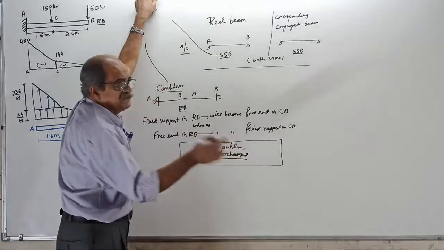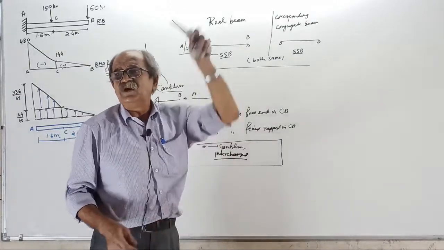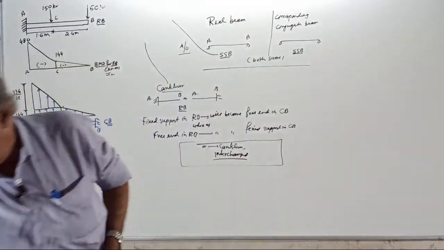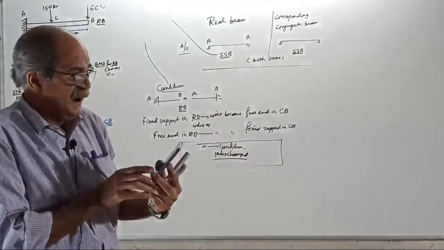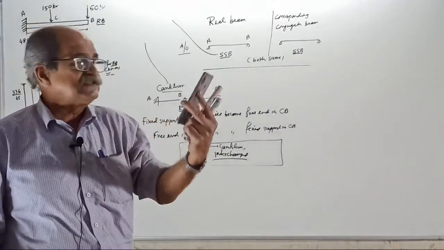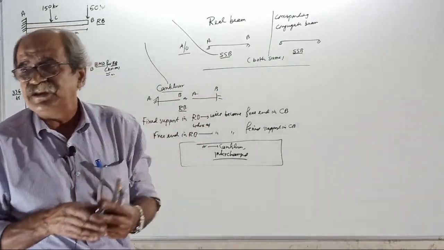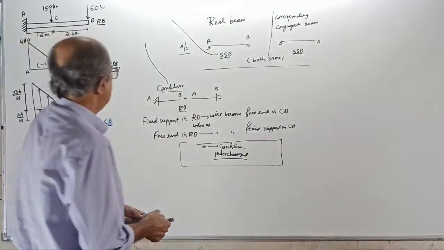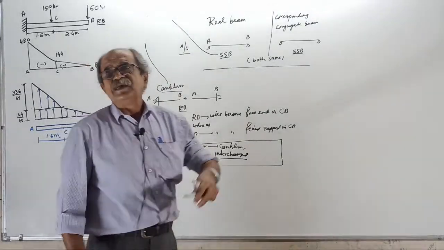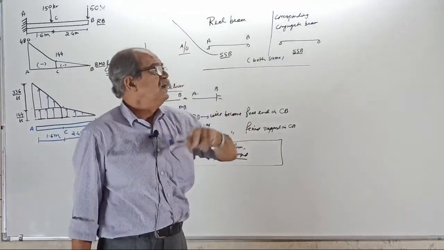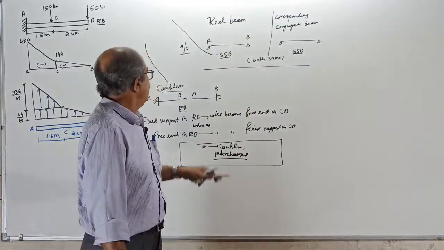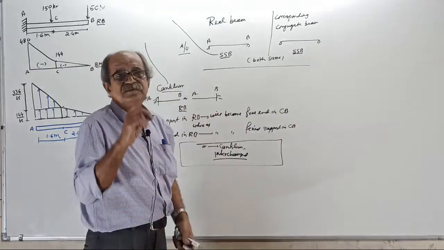Logic, I will tell you at the end of the chapter. Whatever end conditions for the cantilever in the real beam will get interchanged in the conjugate beam. Clear? Interchange means this will take that slot, that will take this slot. Therefore, if the real beam is a cantilever, the conjugate beam also is a cantilever. But where the real beam has a fixed end, that will be a free end, and where the real beam has a free end, that will be a fixed end.